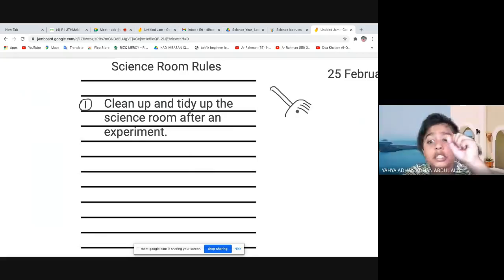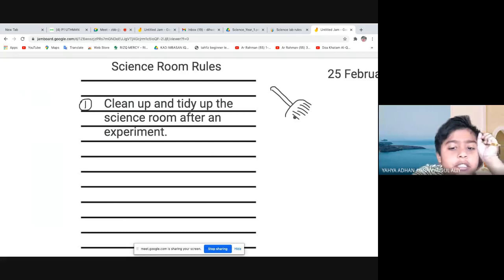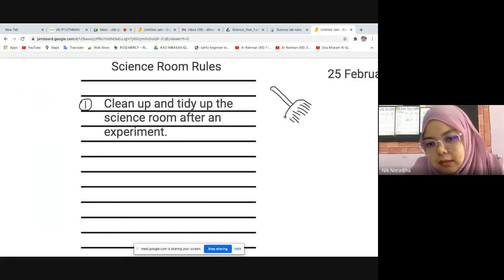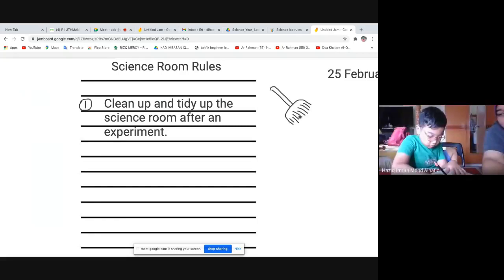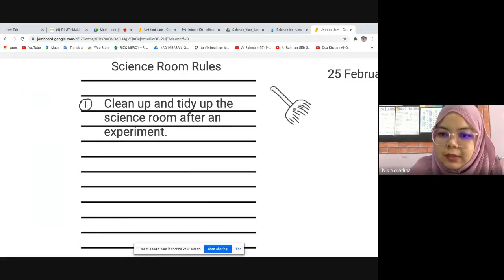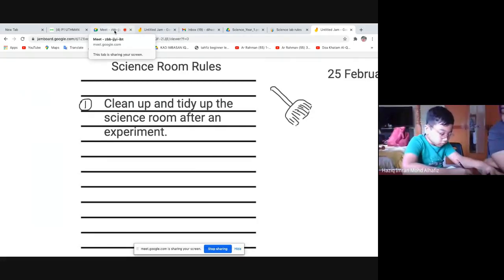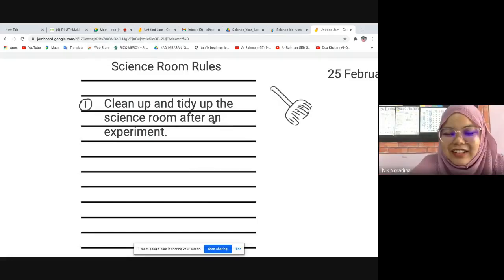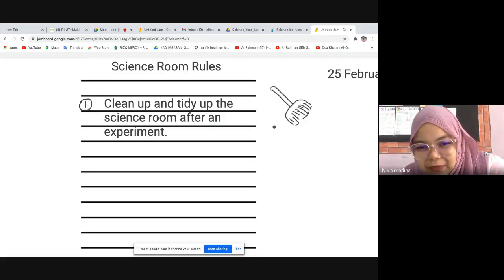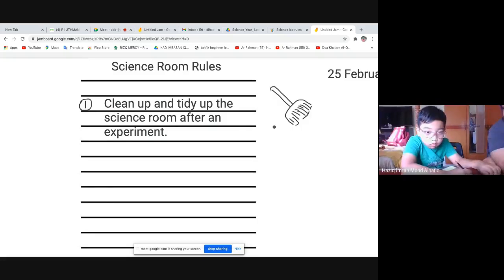What is that? Yes, I have magic. You have magic? Later during the individual self-learning, can you share your magic with teacher? Okay. So you can sketch a broom. Clean up and tidy up the science room. Experiment, where is the E?